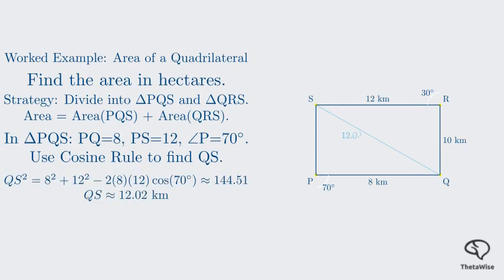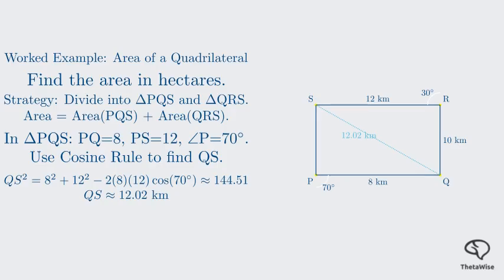Applying the cosine rule, QS squared equals 8 squared plus 12 squared minus 2 times 8 times 12 times cos 70 degrees. This calculates to approximately 144.5. Taking the square root, we find QS is about 12.02 kilometers.